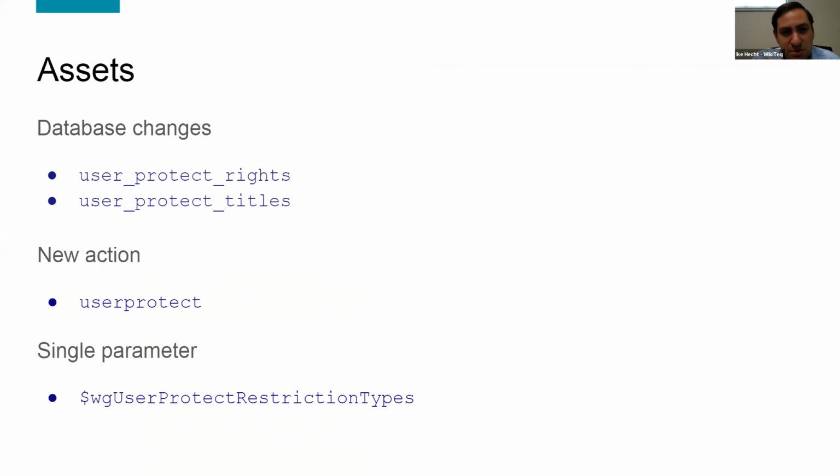As I mentioned, it stores the information in the database, which makes sure it doesn't break caching. It creates two different tables. It's got a new action called UserProtect and a single parameter, which is a global. And I hope that this gets a lot of use. I think it's great. If this is what you need for per page protection, this will do pretty much anything you want except for the read action, which maybe one day we'll add in.